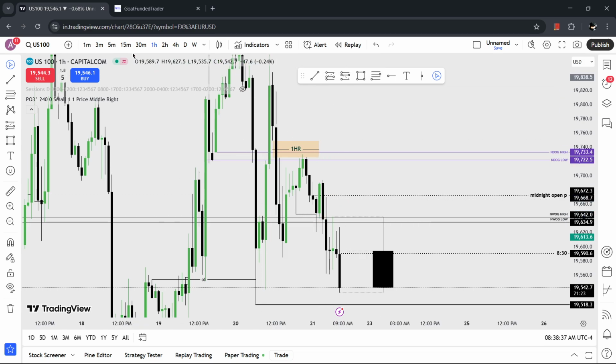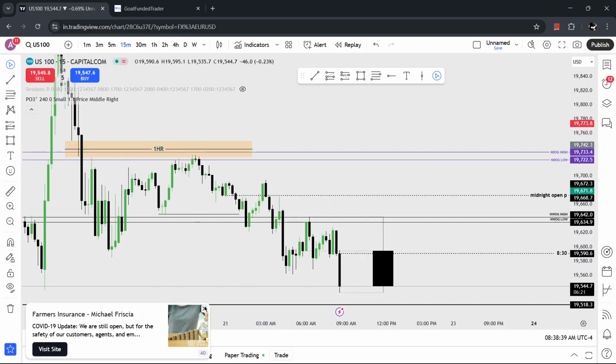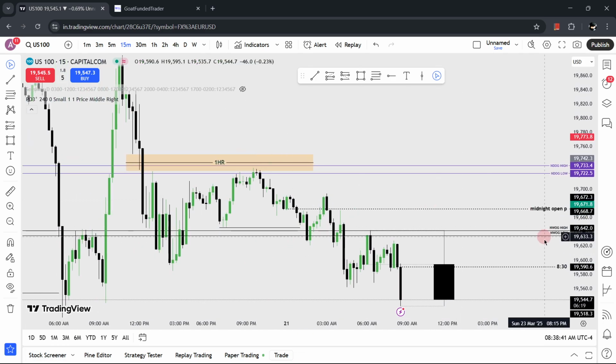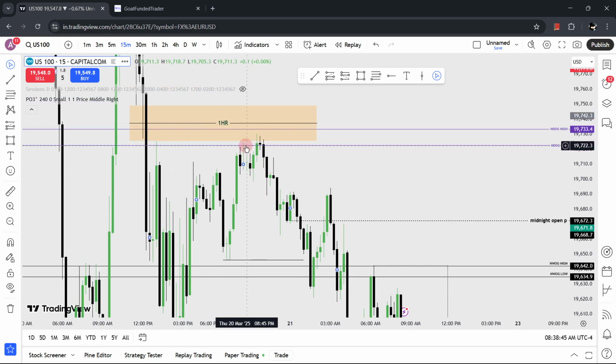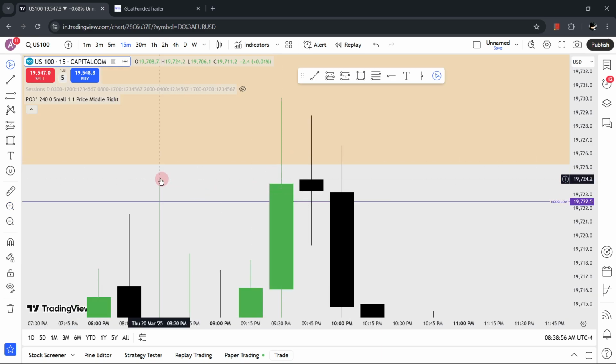Or let's go to 15 minutes. This is the 1 hour fair value gap tap. A short term high here taken out and then it dropped. If you look closely here, this is just a short term high. Many sell stops would be here. So basically it took out the stops and went to this 1 hour fair value gap.